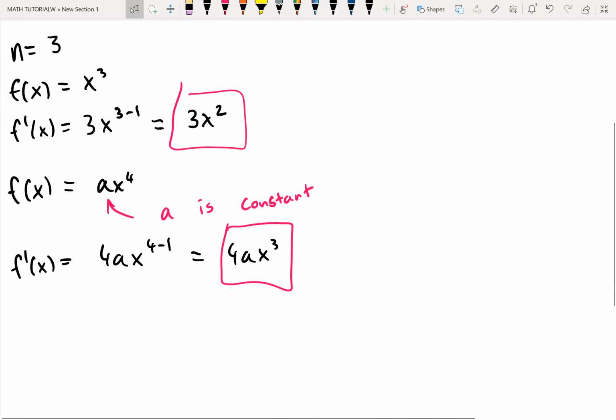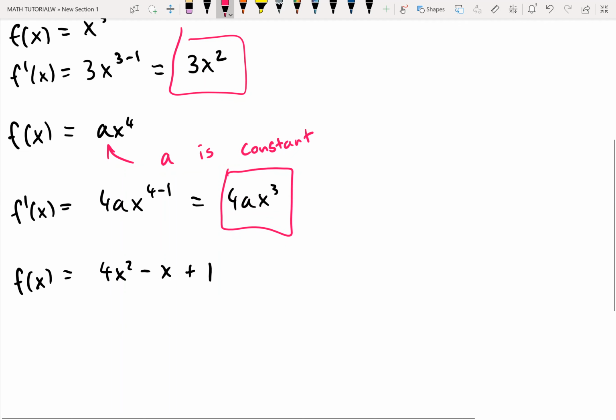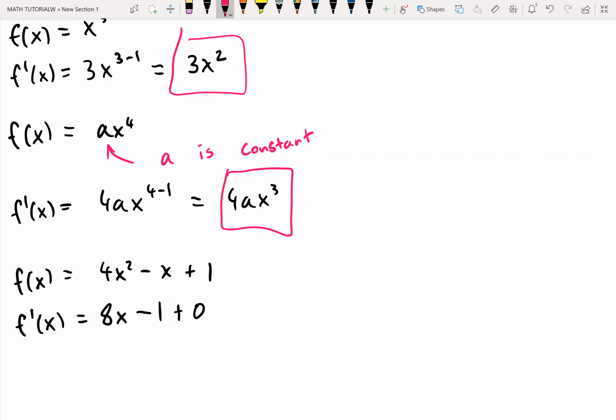Let's say, though, I have a string, like a polynomial. F of x is equal to 4x squared minus x plus 1. Okay, so this is going to give us a new concept here as well, so take note of this. F prime of x is equal to 8x minus 1, okay, and plus 0. Now you might be thinking, does that mean 1 differentiates to 0? The answer is yes. So just like a, 1 is constant.